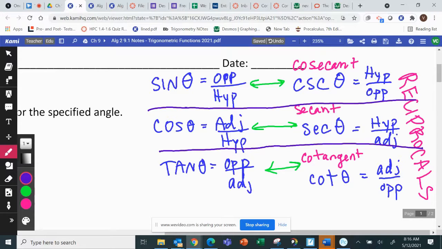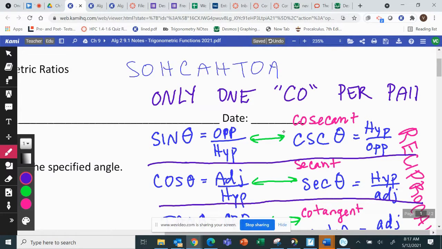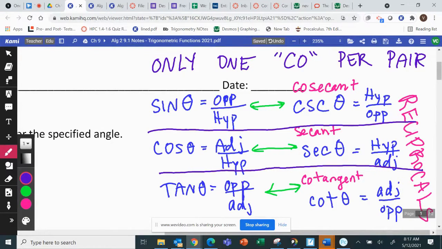So in each of these pairs, there is only one CO per pair. So sine has to go with cosecant. Cosine goes with secant. And then tangent and cotangent go together. Do you see what I mean by only one CO? Sine and cosecant, cosine and secant, and then tangent and cotangent. Do you guys see what I mean by one co? So cosine and cosecant do not go together. There's two cos there. So one co per group.